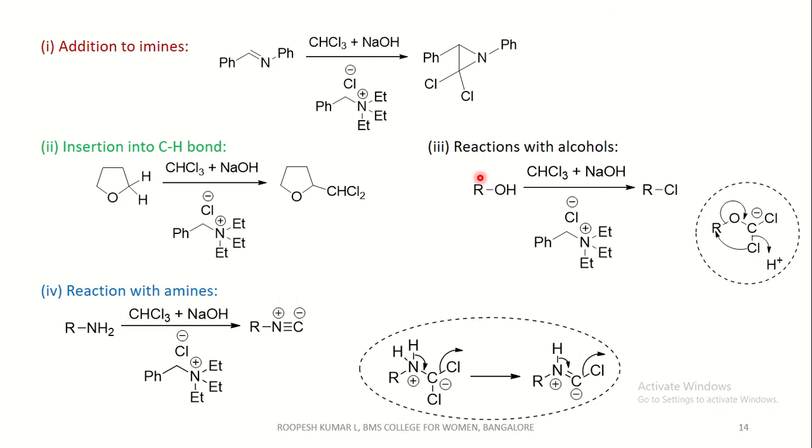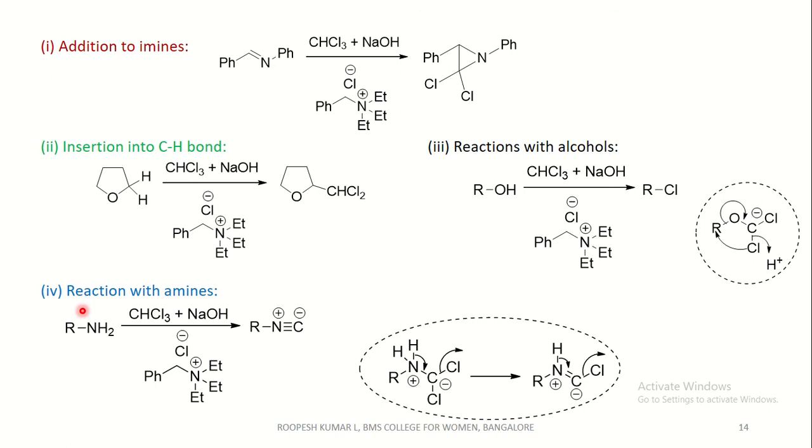Coming to the reactions with alcohols, using carbenes generated from chloroform and NaOH, alcohol is converted to the corresponding alkyl halide in the presence of this catalyst, that is benzyl triethyl ammonium chloride. This reaction goes through this intermediate. As I said, dihalocarbene is electron deficient, therefore the lone pairs on oxygen attack the dihalocarbene to form this compound, and the lone pairs on chloride attack the alkyl group with the formation of a C=O double bond, and this takes up a proton to form the alkyl halide plus HCOCl, that is formyl chloride, which is highly unstable.